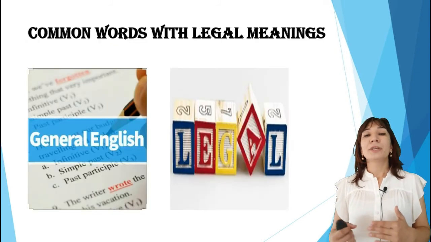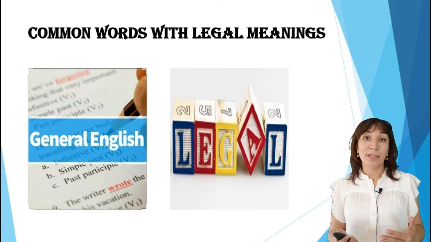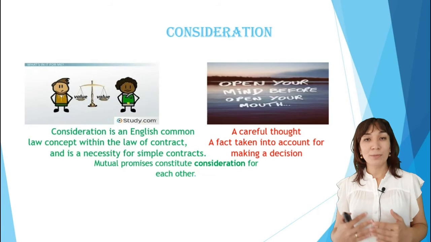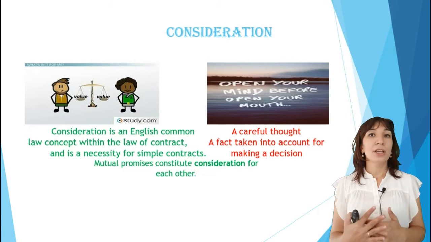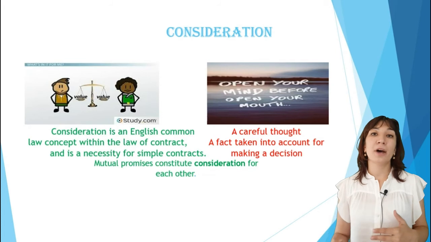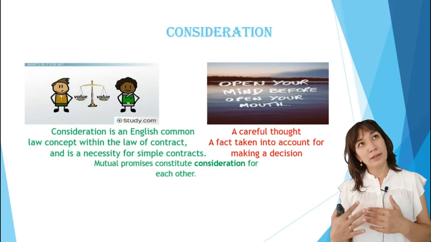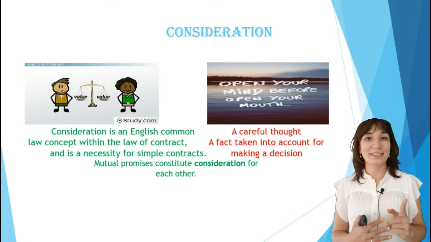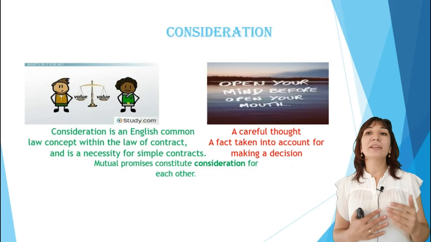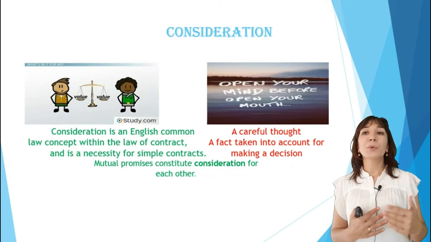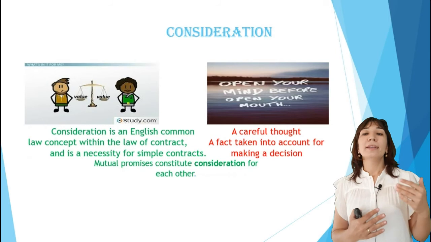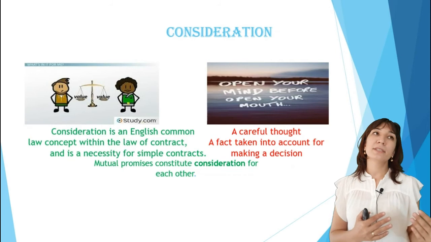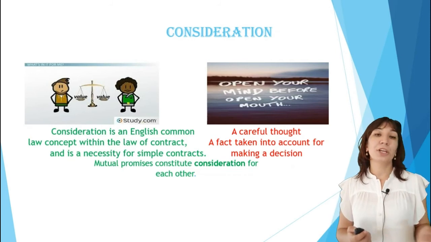Then I'm going to give you some common words with legal meanings. Let's continue. The first word is consideration. If you know the meaning of this word in general English, you can guess it means a careful thought or a fact taken into account for making a decision. But in legal English, it has another meaning. Consideration is an English common law concept within the law of contract, and it is a necessity for simple contracts. Mutual promises constitute consideration for each other.